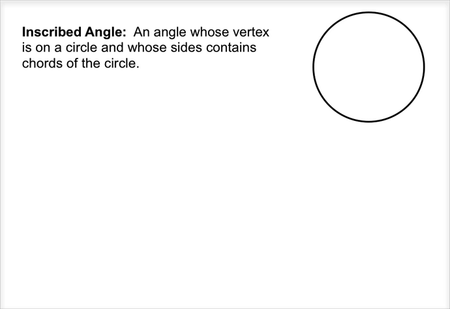Inscribed angle: an angle whose vertex is on a circle and whose sides contain chords of the circle. So if I were to draw an inscribed angle, the sides are chords and the vertex of the angle happens to be on the circle itself. The most important thing is that the vertex is on the circle.